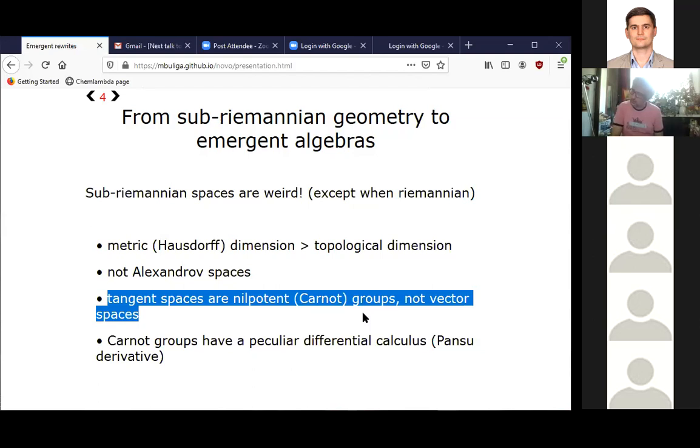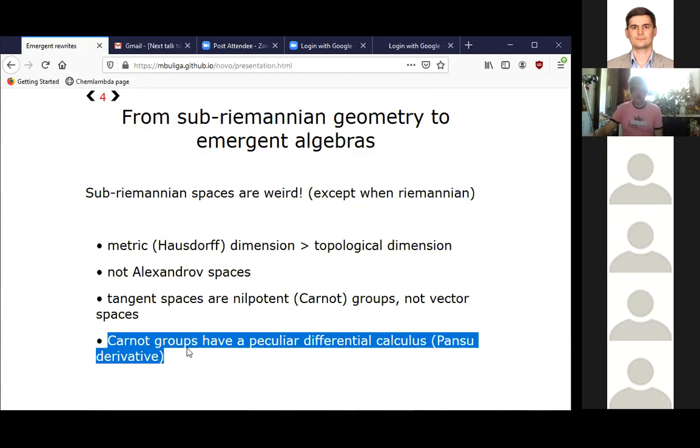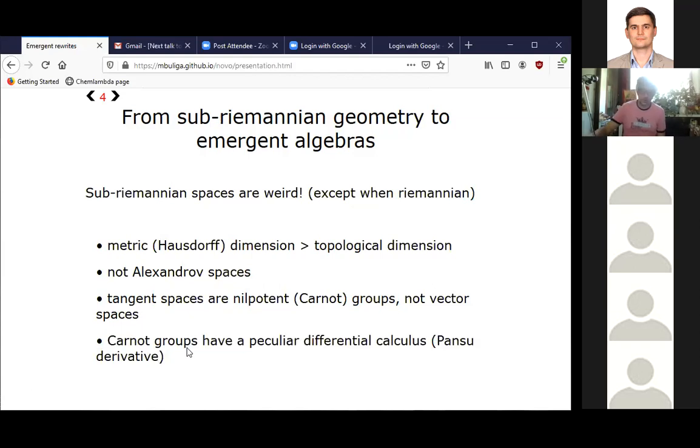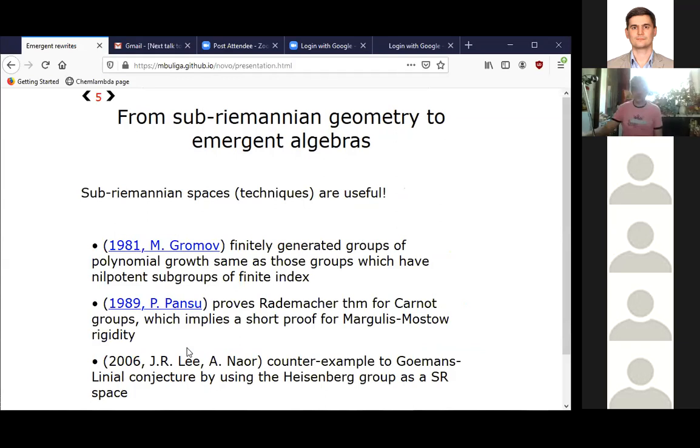For example, the tangent space of a contact manifold has the structure of a Heisenberg group, which is the simplest non-commutative Carnot group. And they have a differential calculus which is based on this multiplication by scalars, which are not the usual ones. Okay, but they are very useful.